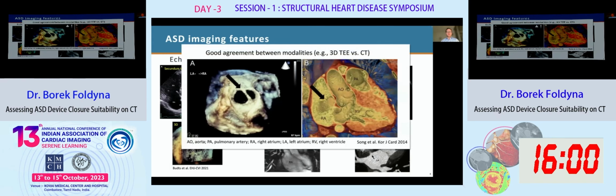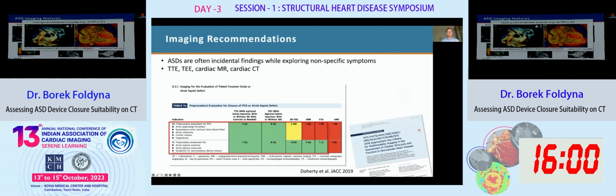So this is a screenshot from a study that investigated the agreement between different modalities. And as you can see, there is a good agreement between, for example, the 3D echocardiography on the left and the CT images on the right. I think everybody can see these 2 large defects in the atrial septum on an echo and also on the CT here. So if we have such a good agreement between the modalities, what are the recommendations?